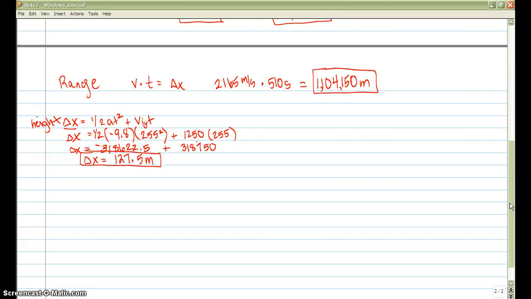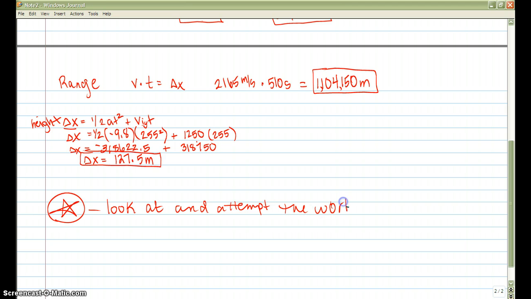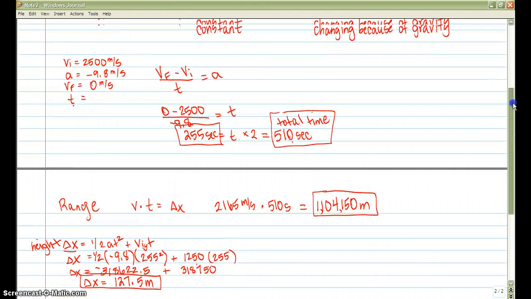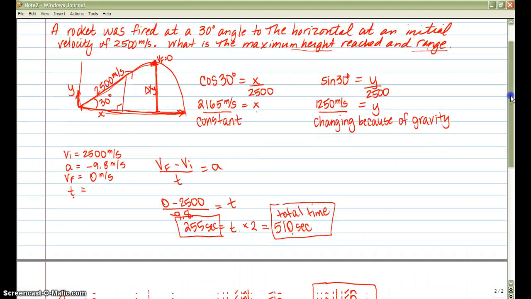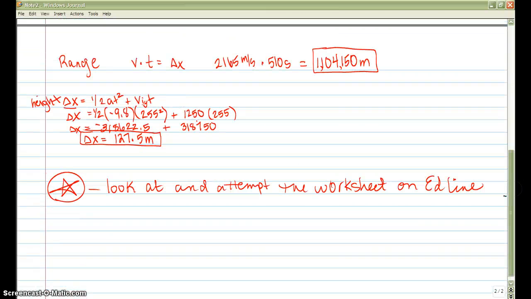What I would like you to do next after this problem is look at and attempt the worksheet on Edline. It's going through these same similar kinds of problems. I just want to see how you do, so that we can come in tomorrow with some questions about how, why, and what happened in this case.